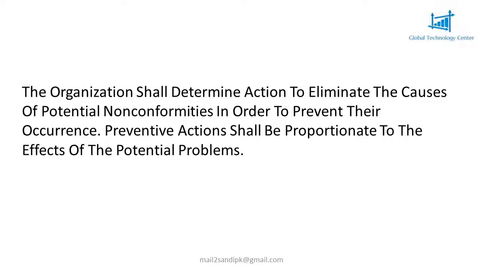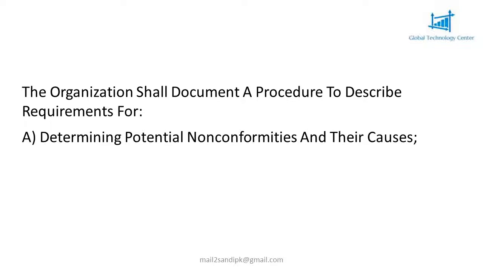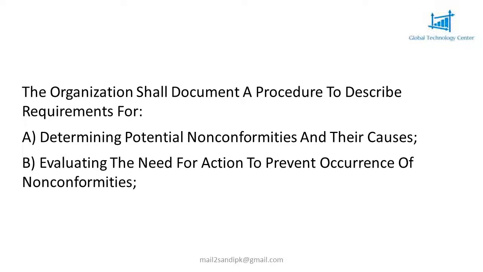The organization shall determine action to eliminate the causes of potential nonconformities in order to prevent their occurrence. Preventive actions shall be proportionate to the effects of the potential problems. The organization shall document a procedure to describe requirements for A. Determining potential nonconformities and their causes. B. Evaluating the need for action to prevent occurrence of nonconformities.